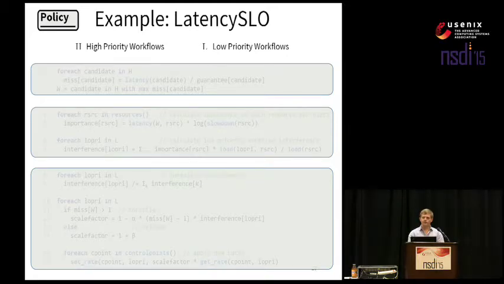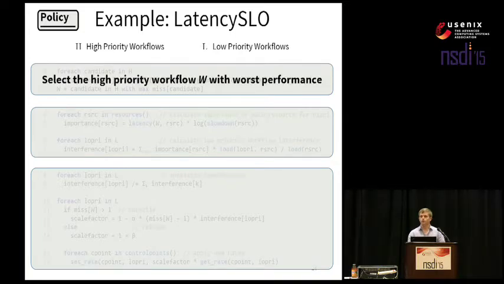So first, we need to select the high priority workflow W that has the worst SLO performance. That is, the workflow that's either furthest away from achieving its guaranteed latency, or if all the high-priority workflows are achieving their guaranteed latency, the high-priority workflow that is closest to violating that guarantee.